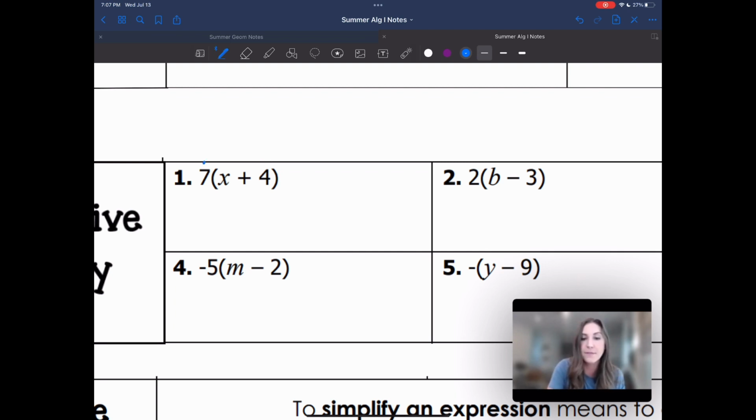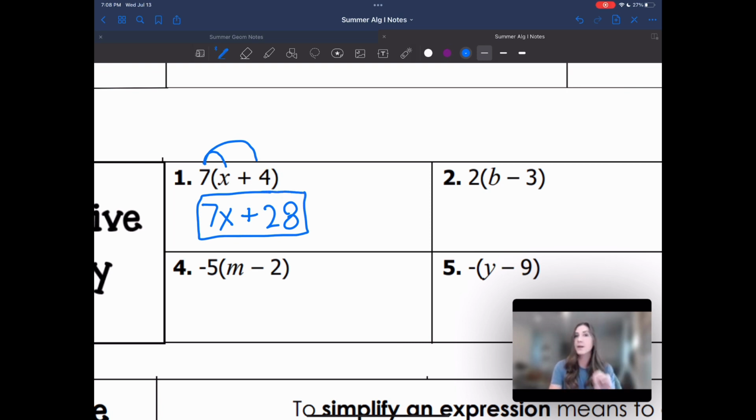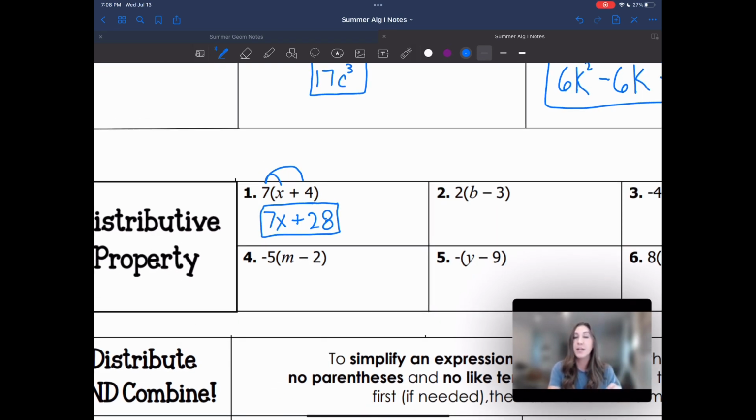So I'm going to take the 7 and I'm going to multiply it by x, which just gives me 7x. Don't overcomplicate it. 7 times x, 7x. That's it. Okay, and then we have a 7 times positive 4, which is 28, positive 28. So I put plus 28. And then I can't combine those because they're not like terms, so that's it. So maybe pause and try the rest of this section and then check and see if you get them right.